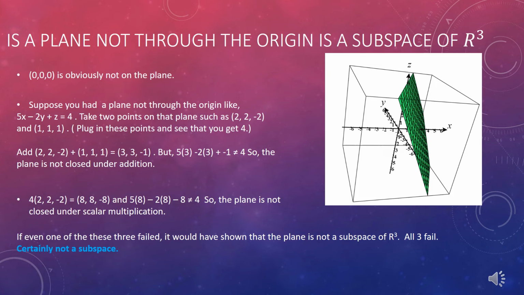And if I take a scalar multiple of one of those points, so if I take (8, 8, -8), which is 4 times (2, 2, -2), I also get a point that doesn't satisfy the equation, and so it can't be on the plane. So this subset fails all 3 of the criteria to be a subspace, and so it's definitely not a subspace. But even if it had failed one of them, it would still not be a subspace.